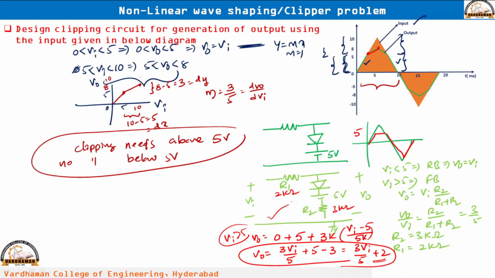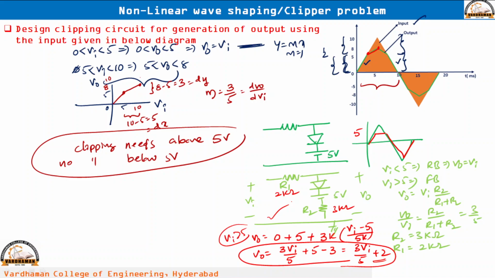Using this particular circuit, when the input is from 0 to 5, the output is 0 to 5, and when the input is 5 to 10, the output is from 5 to 8. That is over, but it is for the positive half cycle only. When the negative half cycle is also required, then what do we have to do?